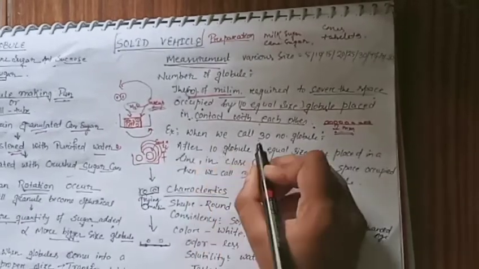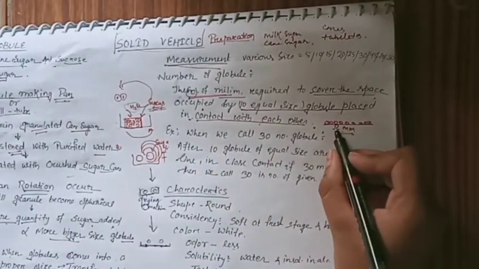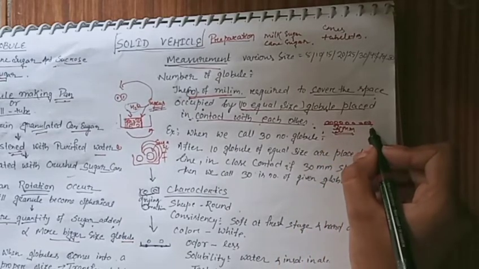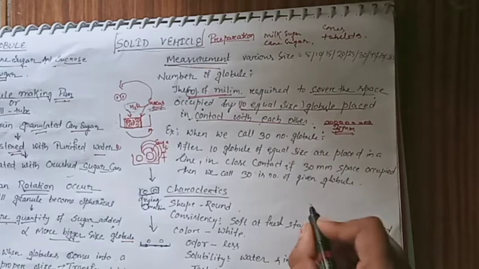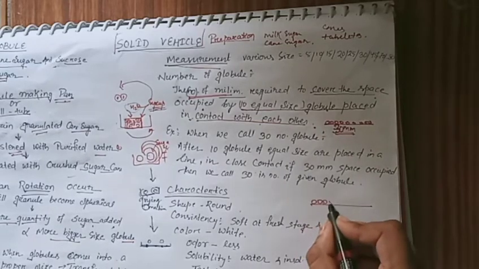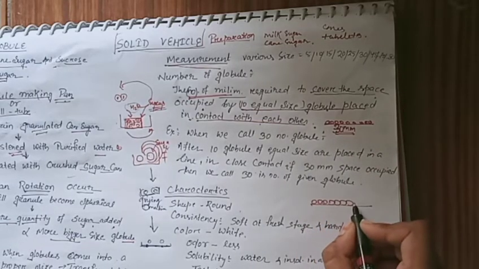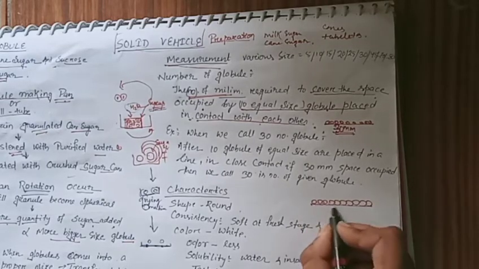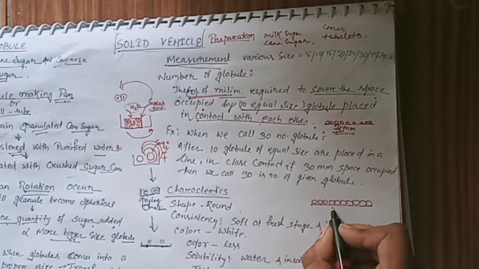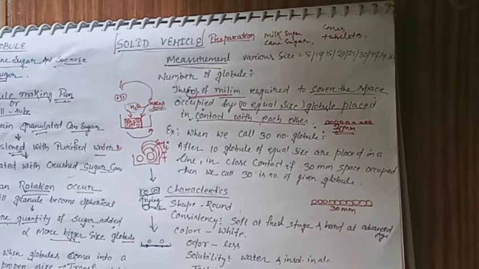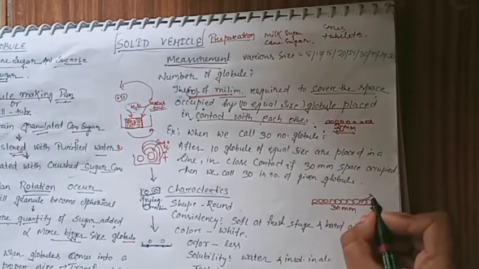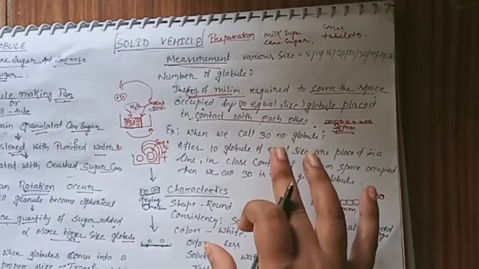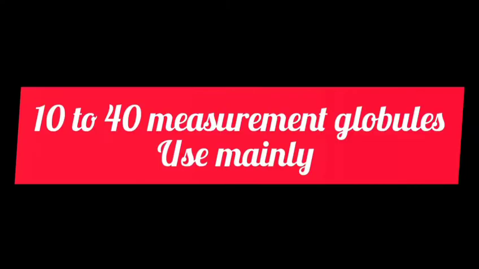So for example, when we call it 30, it means the globule size is 30 mm. If we place 10 equal size globules and 30 millimeter space is occupied, then we call this globule termed as 30. In this way the measurement of the globule occurs.